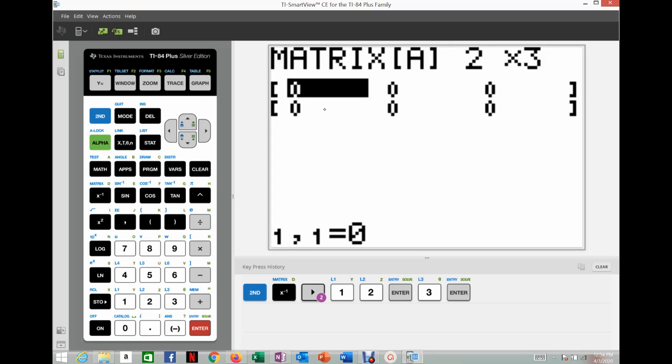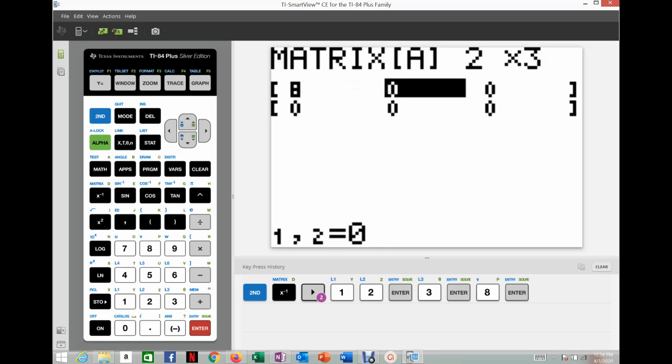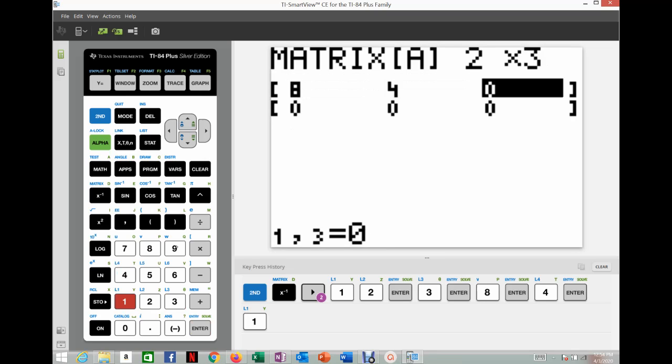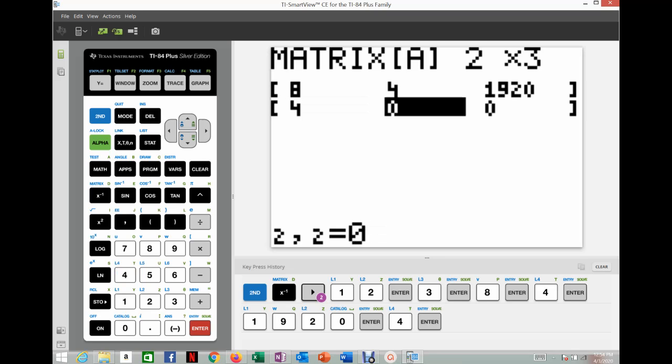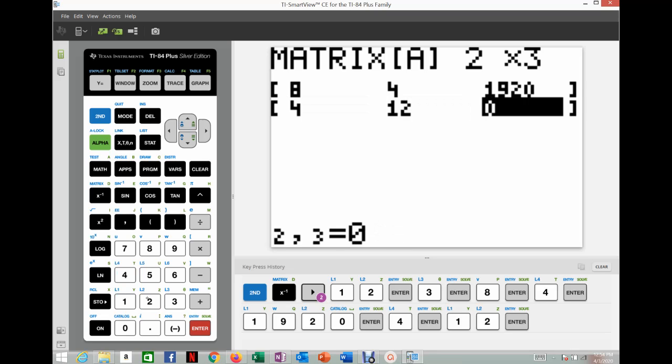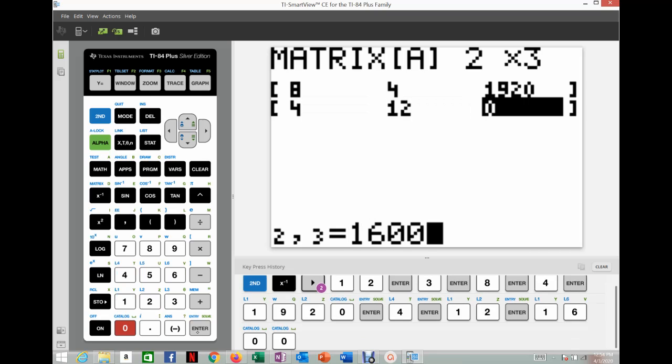Now it's big enough that I can plug in my numbers. I just make sure I'm careful in typing them in. So it was 8, enter, 4, enter, 1920, and then 4, 12, and 1600. Again, down there it's showing you the buttons I'm hitting.